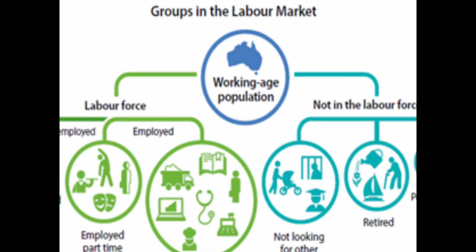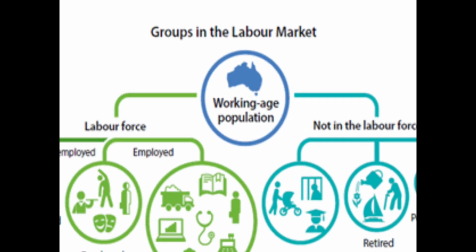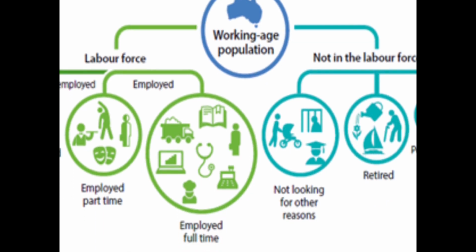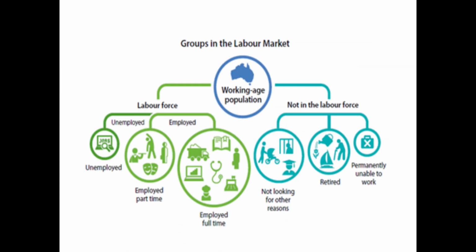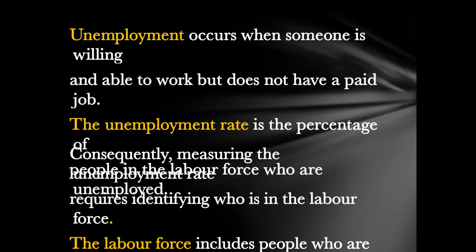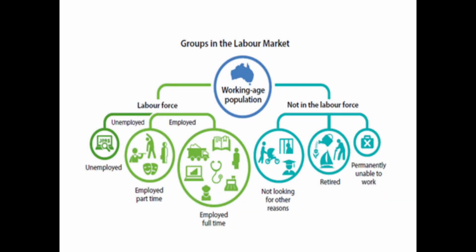As you see here, we have groups in a labor market. The first group is the labor force. In the labor market, we can distinguish between two types. We have the labor force and those who are not included in the labor force. What about the labor force? We have also two main categories, which are the unemployed and the employed.